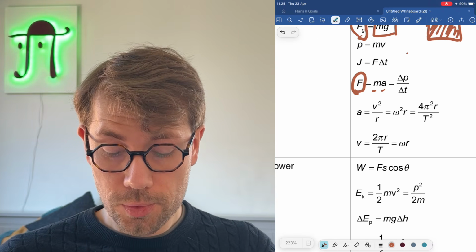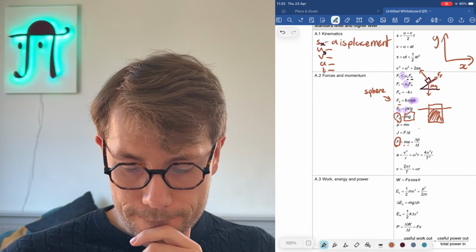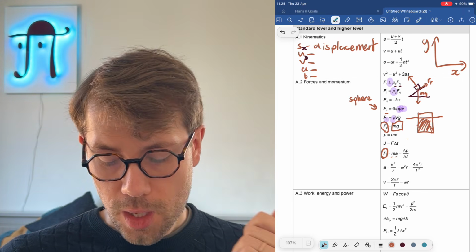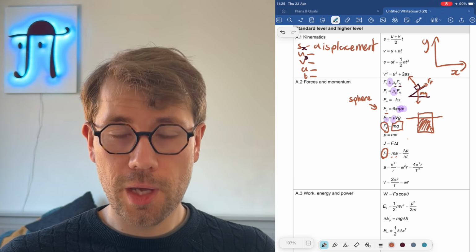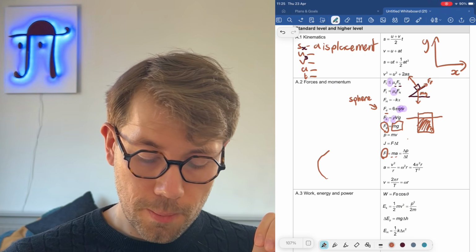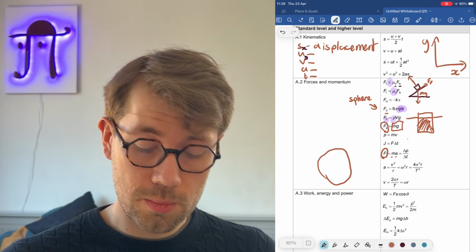Next, we're going to move on to circular motion. Now, before we discussed the SUVAT equations, and they were super helpful, I said as long as your acceleration was constant, you could use them. Circular motion is different. It's a different situation.